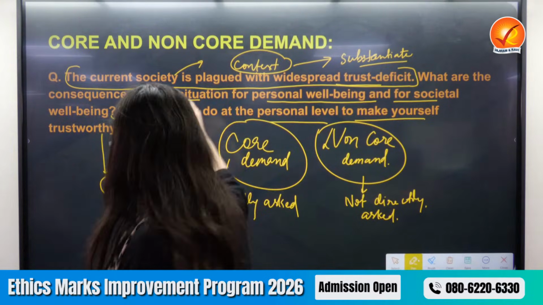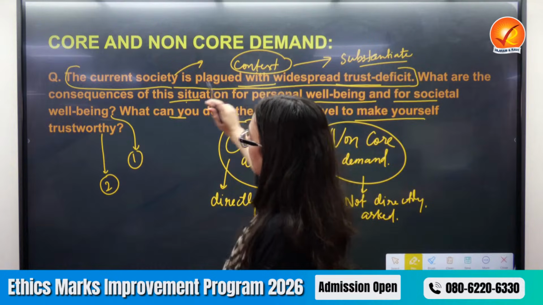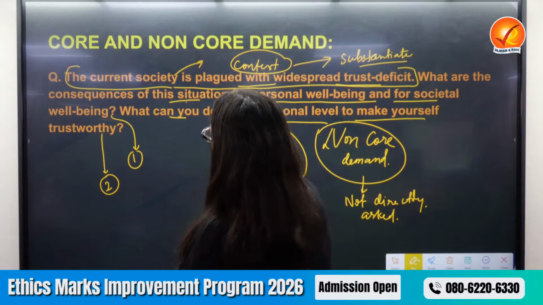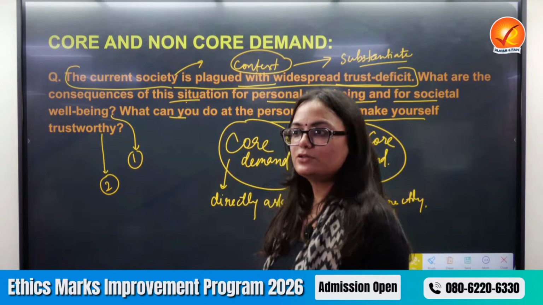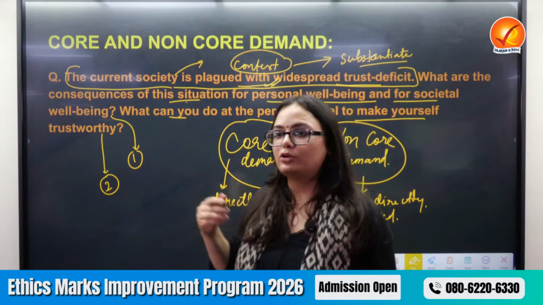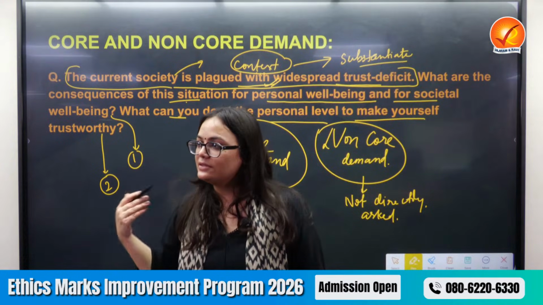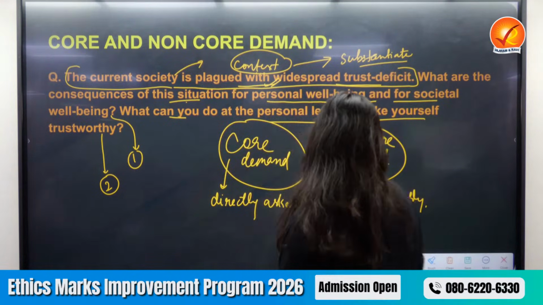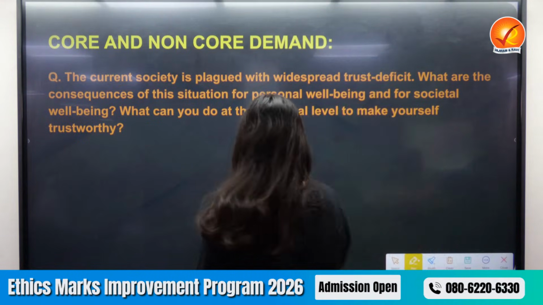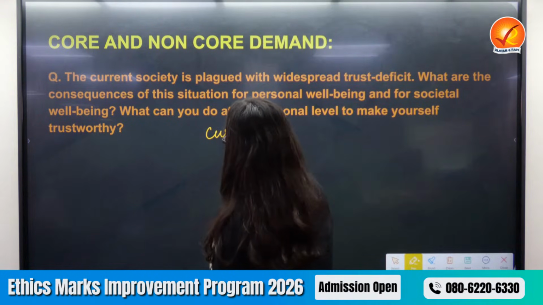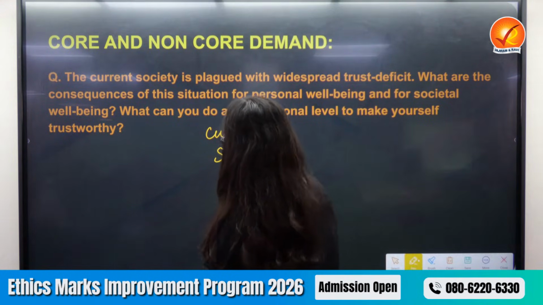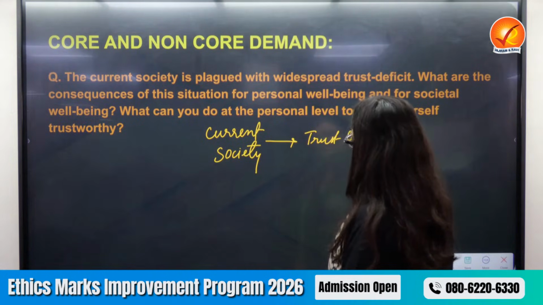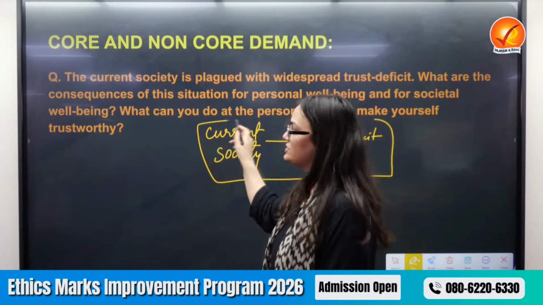If you write the non-core demand before the core demand, the current society is plagued with widespread trust deficits, what are the consequences? And then what can you do at the personal level to solve this? So when you answer this first, what are you actually doing? Setting the stage, agreeing with the examiner that this question is talking in the right context. The current society is plagued with widespread trust deficit. Can you substantiate? Where do you see trust deficit in current society?